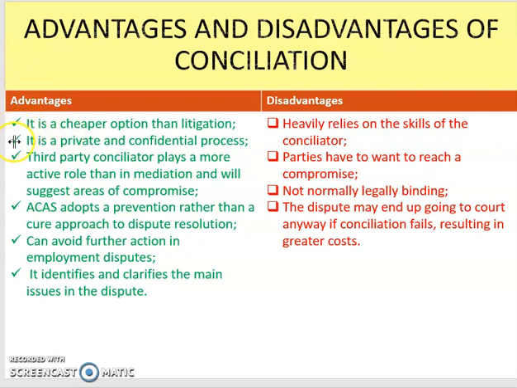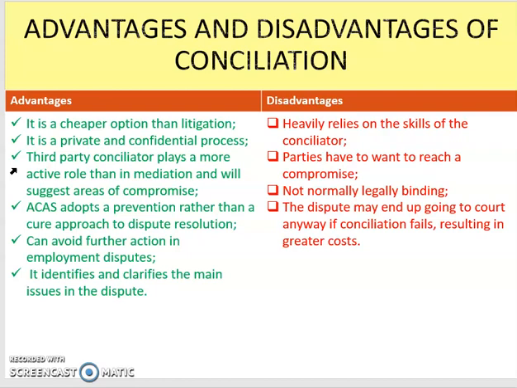Again, like with mediation, it's private and confidential. Yes, okay, you've got the conciliator, but they will keep the dispute confidential. And an advantage here over mediation is that, as I've said, the conciliator plays a more active role and they will suggest areas of compromise. And they might come up with ideas or solutions that the parties themselves haven't thought of.